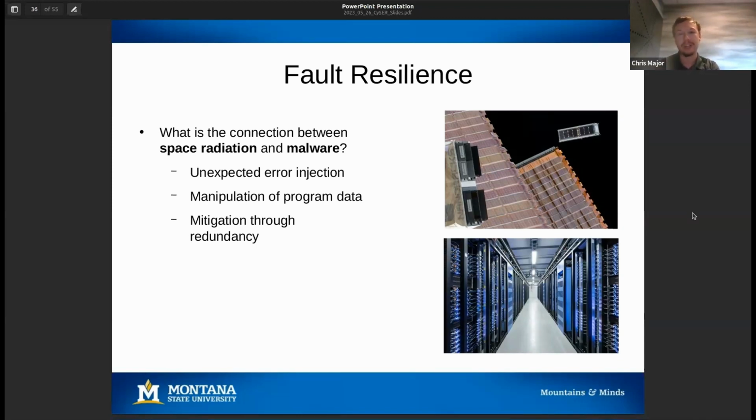It also results in manipulation of program data. So where a malware injection can certainly strike into your program memory and change what is going to happen with your next instruction, it's also very much possible with space radiation to have your program memory hit by a random cosmic particle, and suddenly you're out in the weeds in terms of your program execution. And on top of that, a lot of research focuses on mitigating both space radiation and malware through redundancy.